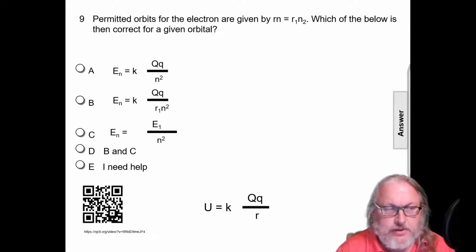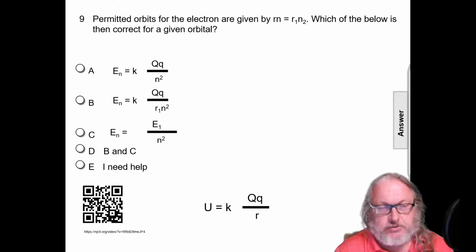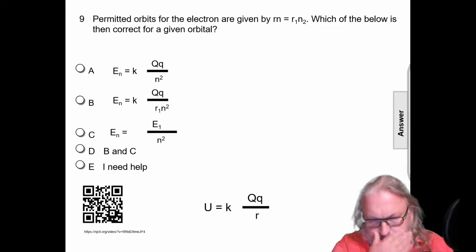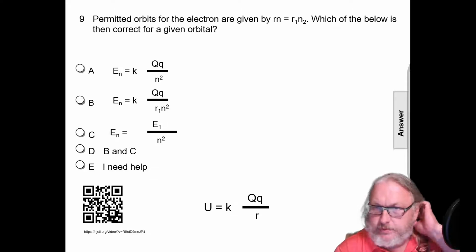So as it gets further away, the energy gets close to 0. There's less energy holding it together, or less force. So permitted orbits for the electrons are given where R sub n equals R sub 1 times n squared.